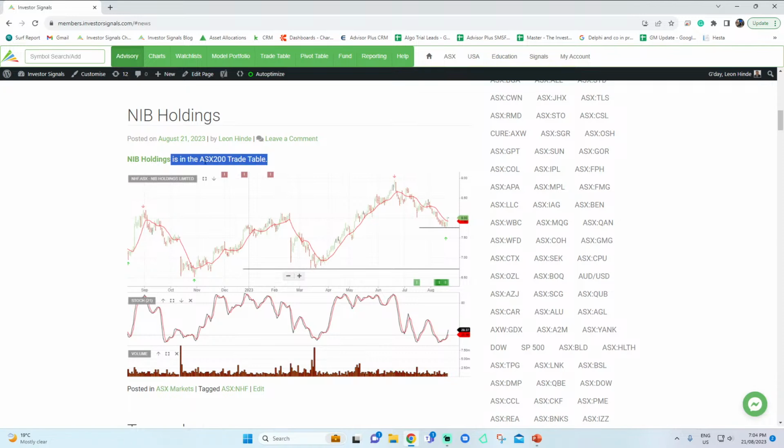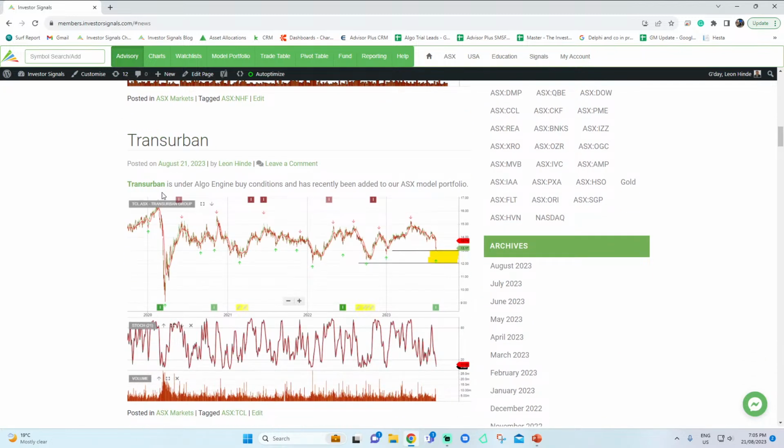This is a new position that was added into the ASX 200 trade table, and it's had a decent rally today. Transurban: this is something that, if you're tracking our top 20 or top 50 investor model, the correction here from $15 down into $13 now brings this into a range where it's shifted from sell conditions, which is the red marker at the top, into algorithm buy signals, which is the green marker at the bottom.